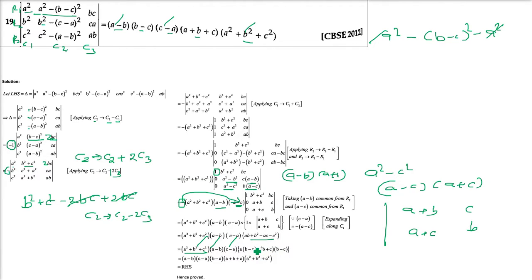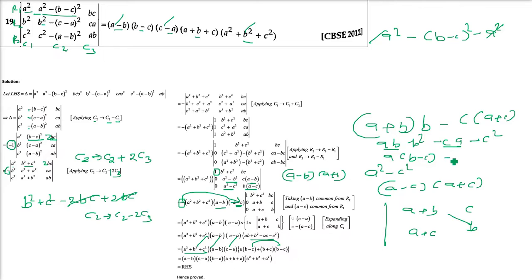Here we are going to take (b minus c) common. I'll just do it for you. So (a plus b) multiplied by (b minus c), into (a plus c), c into (a plus c). What do we get? ab plus b square minus ac minus c square. So we have c square minus b square, and we can take a common from ab and ca, so that we get b minus c. And b square minus c square we can write as (b minus c)(b plus c). So a(b minus c) plus (b minus c)(b plus c).